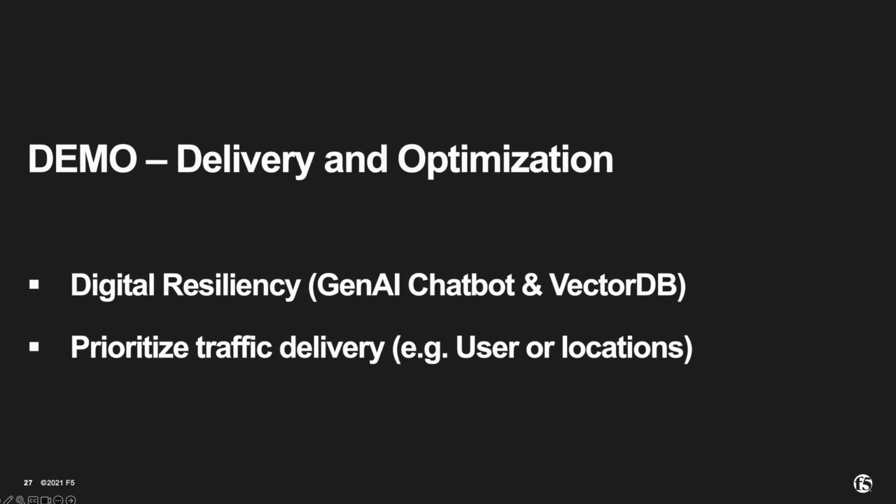For delivery and optimization, I will focus on GenAI and vector database resiliency. You will learn how F5 maintains high availability and fault tolerance for your mission-critical GenAI applications and vector database. I will also show the intelligent traffic routing, where you will see our smart traffic management in action, directing users to the most appropriate GenAI workload based on their locations or profile for optimum performance.